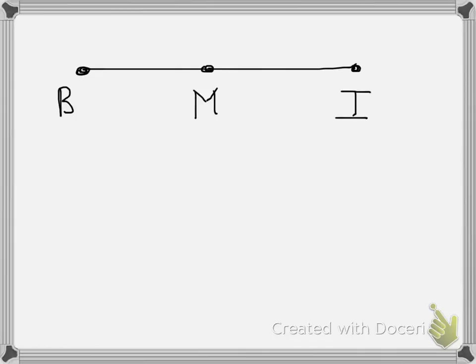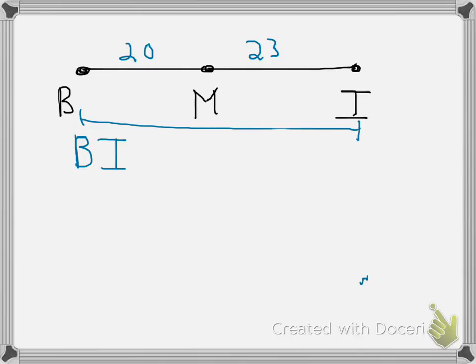Let's suppose on the odometer, I check as I take my trip, and I find that it's 20 miles from Bloomington to Martinsville. And I find that it's 23 miles from Martinsville to Indianapolis. So the question I'd like to ask you is, how far is it from Bloomington to Indianapolis, or what is the total length of segment BI? You might pause me for a second and think about it.